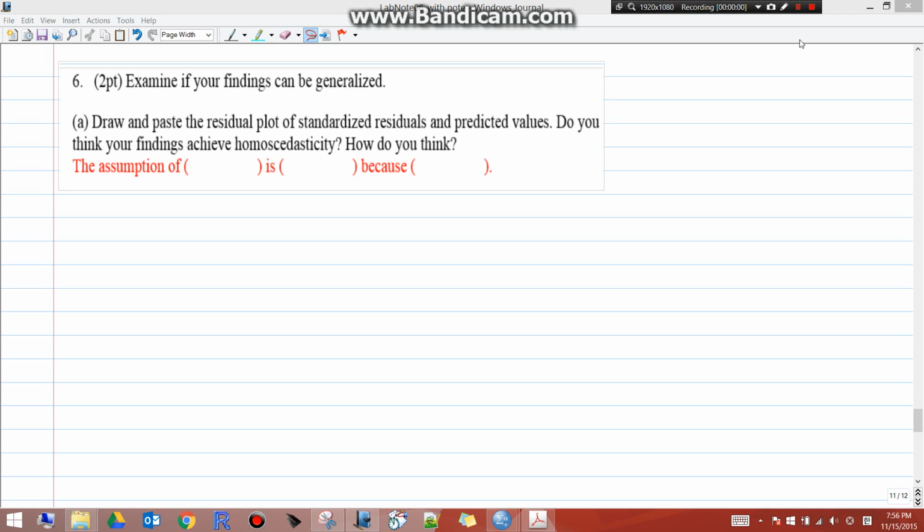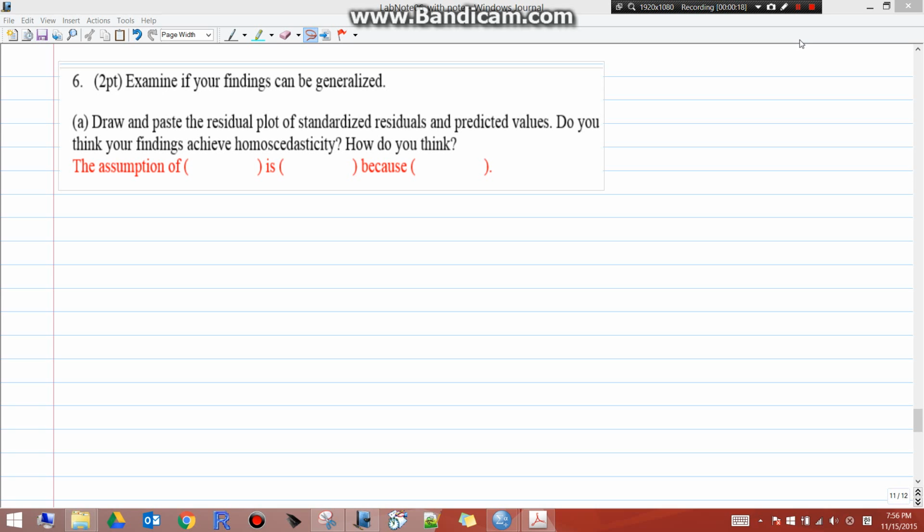Let's look at question 6. So examine if your findings can be generalized. And question A, draw and paste a residual plot of standardized residuals and predicted value. Do you think your findings achieve homoscedasticity? And how do you think?